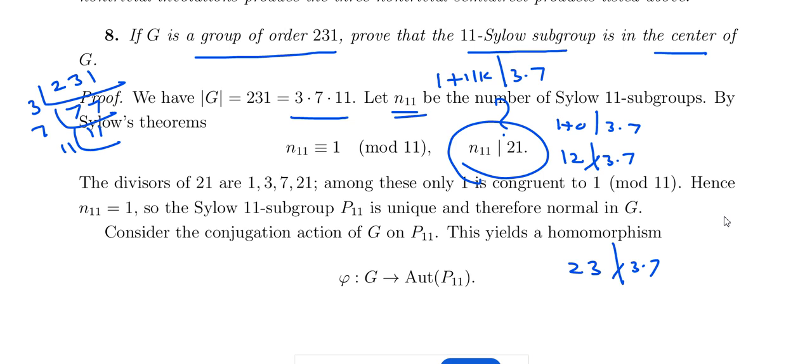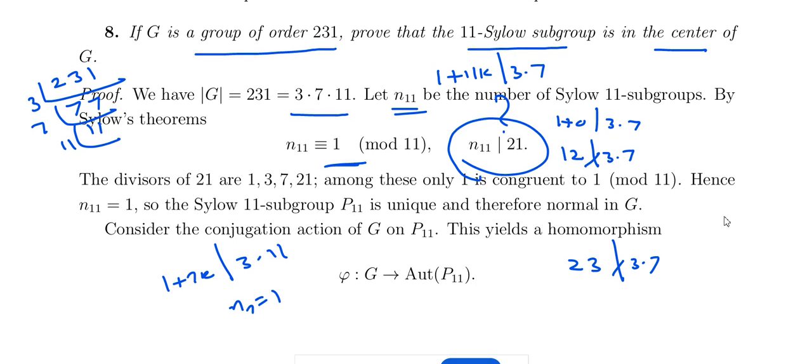When we move to the 7 Sylow subgroup, 1 plus 7k divides 3 into 11. So k equal to 0 is obviously true; k equal to 1 means 8, no; k equal to 2, 2 7s are 14 plus 1 is 15; 7 3s are 21 plus 1 is 22, so this is not possible. So only n7 equals 1, okay, modulo 7.